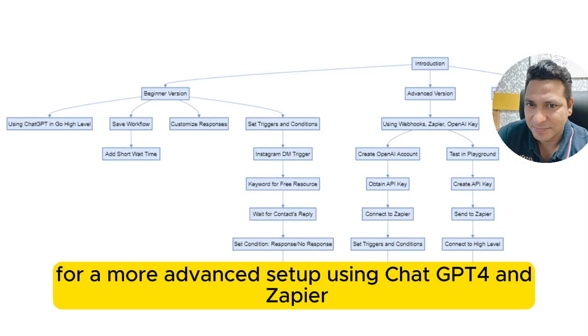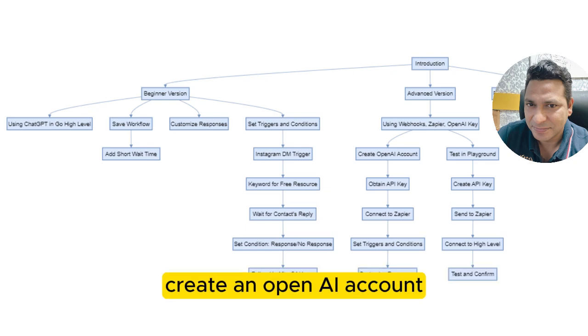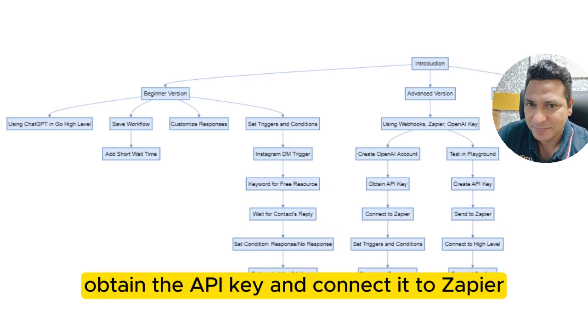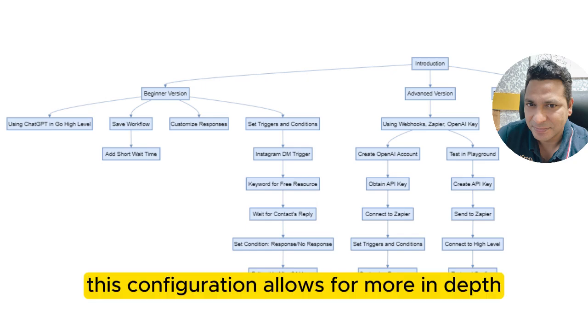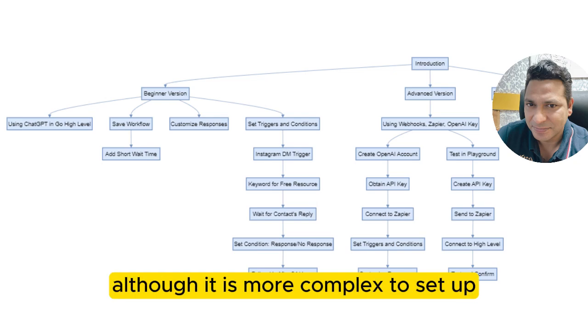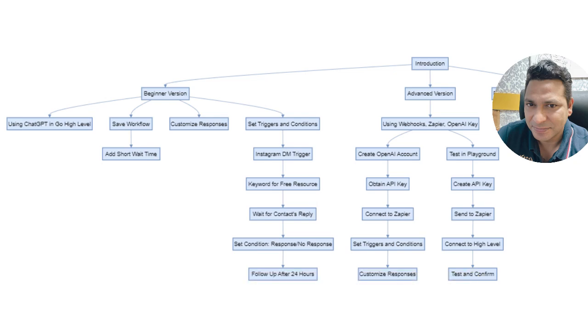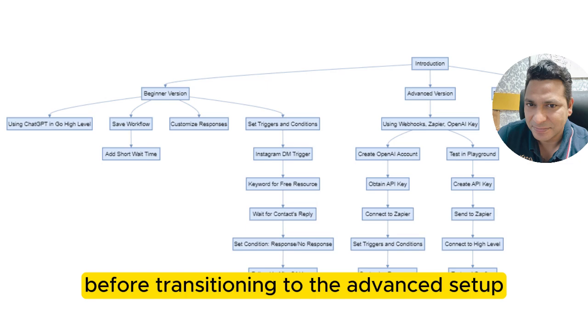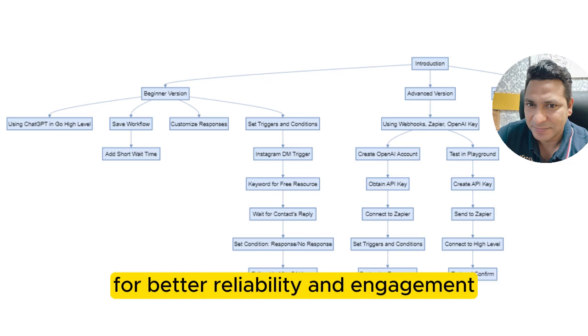For a more advanced setup using ChatGPT 4 and Zapier, create an OpenAI account, obtain the API key, and connect it to Zapier. This configuration allows for more in-depth, human-like conversations, although it is more complex to set up. Start with the simpler version before transitioning to the advanced setup for better reliability and engagement.